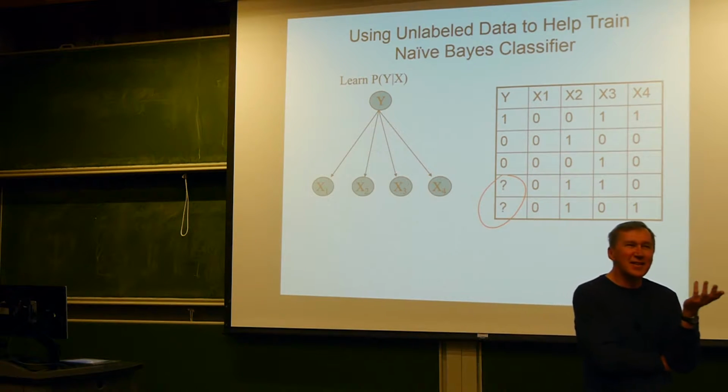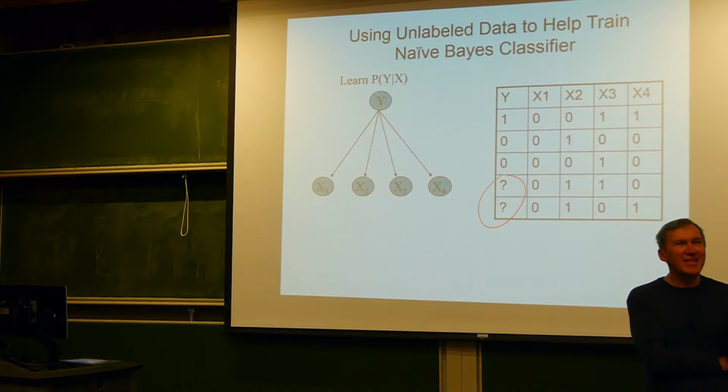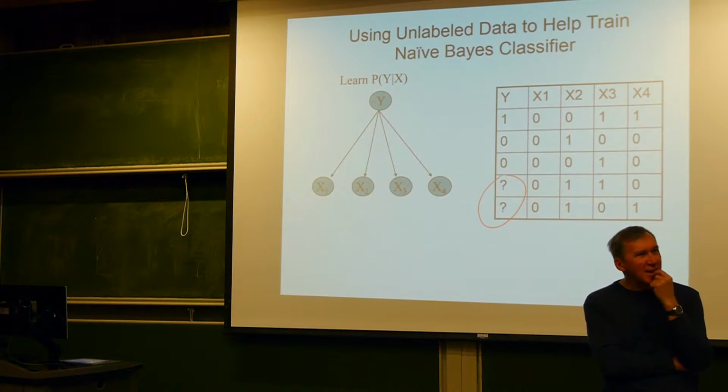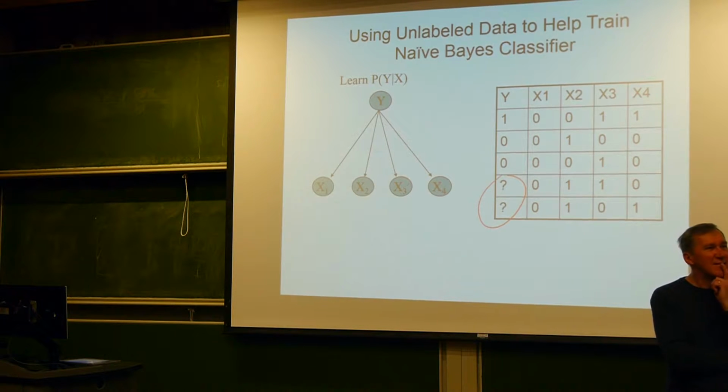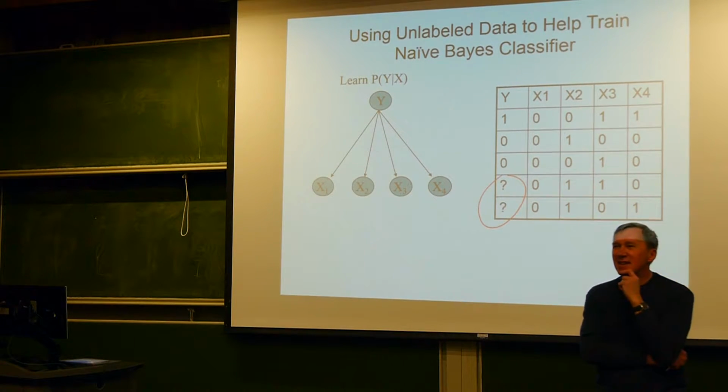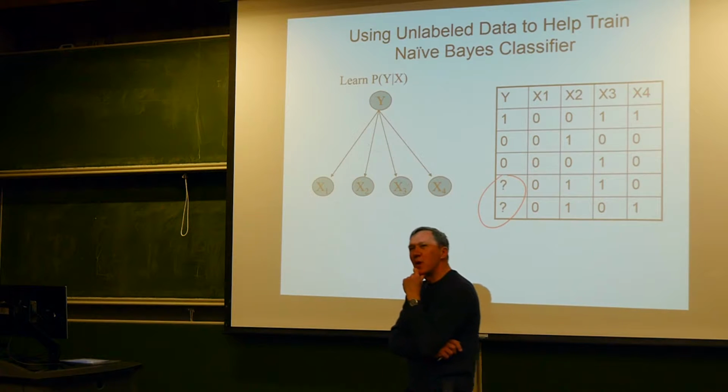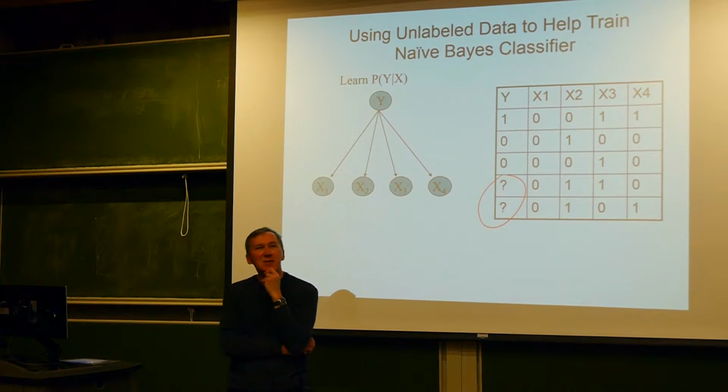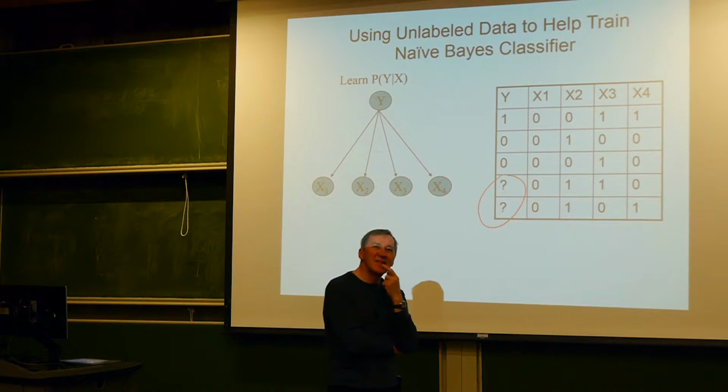So what's going on here? You see what I mean? Isn't this kind of weird that we can take examples for which we don't really know the value of y and still expect to get an improvement in the accuracy of the classifier that we're learning? So does anybody see a reason why we might expect that to be the case?